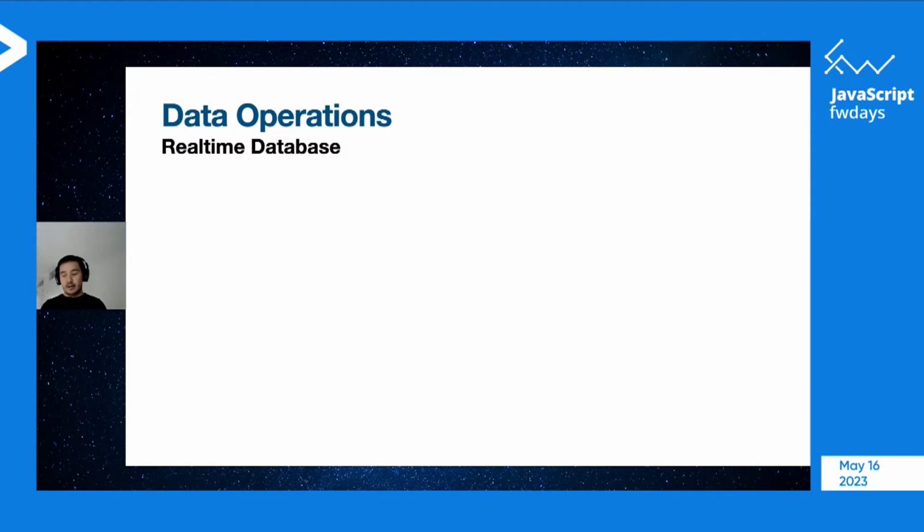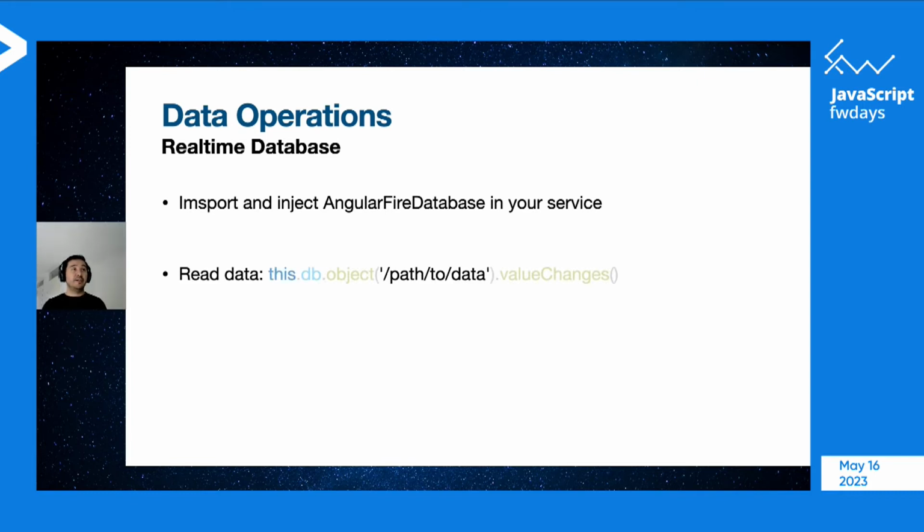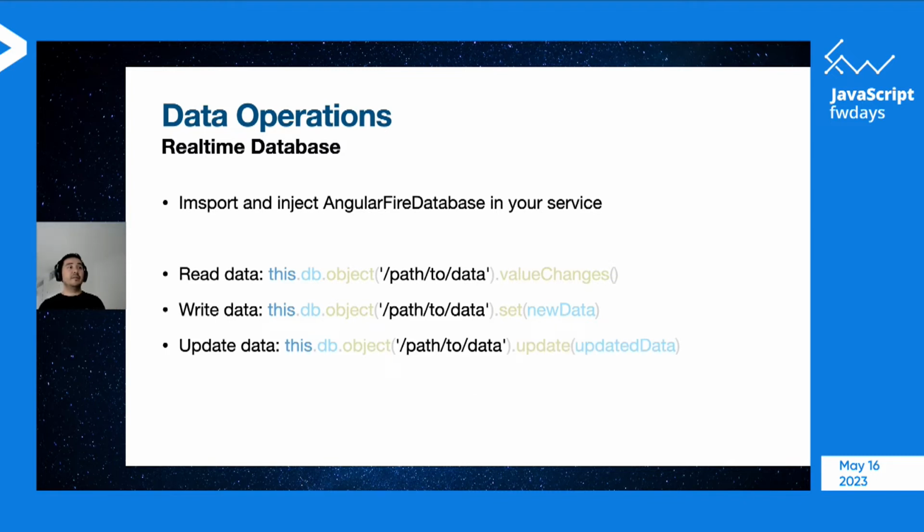And I think the example would speak more, as we mentioned. To perform data operations for the Realtime Database, it's as easy as importing and injecting the Angular Fire database in the service, for example, in Angular. Then for reading the data, assuming that we injected the service and its name is db, we say db.object.valueChanges. This returns an observable that we can subscribe to and read the data in real time. To write data, we use set. For updating, update. For deleting, remove. So basically, these are the CRUD operations for the Realtime Database.